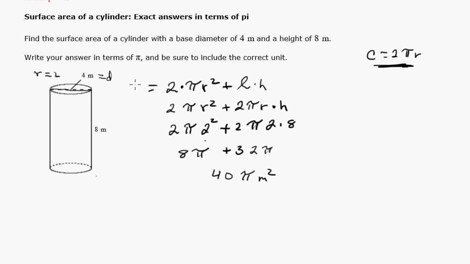That would be the surface area. So the surface area equals 40 pi meters squared. That's how you do these. Good luck.